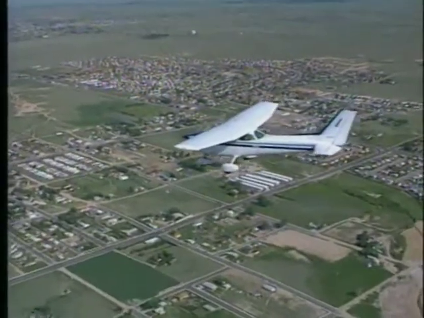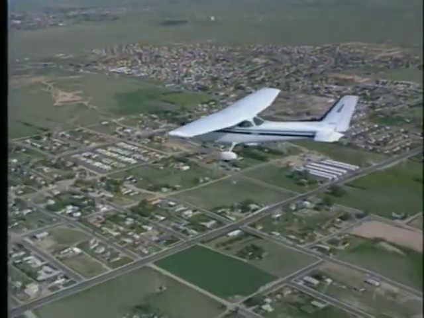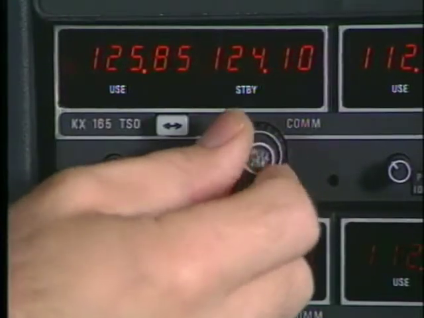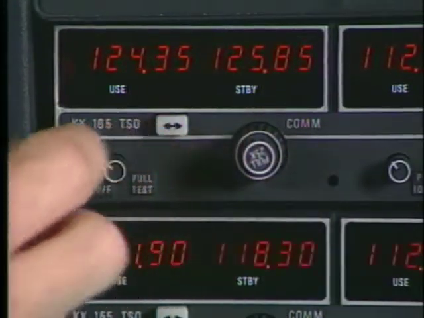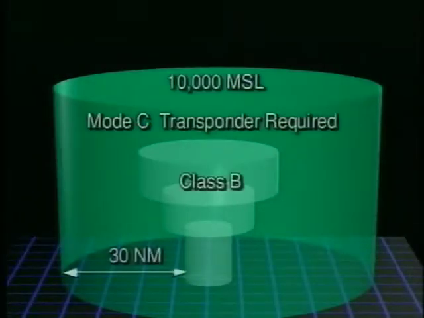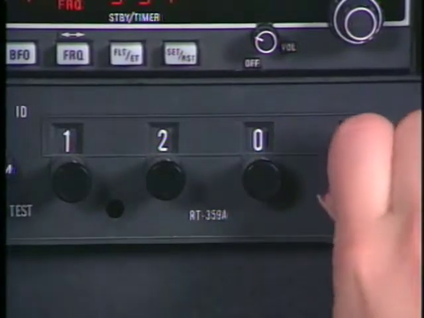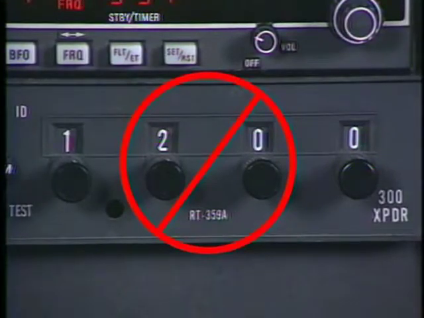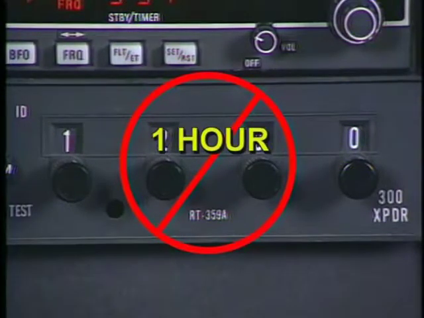Before entering Class B airspace, you must first receive clearance. Therefore, your aircraft must be equipped with a two-way radio capable of communicating with ATC. In addition, your aircraft must have a transponder with Mode C to operate within 30 nautical miles of the primary airport. This requirement extends from the surface up to 10,000 feet MSL. However, if your aircraft's transponder is inoperable, you may request a deviation from air traffic control. This request must be made at least 1 hour prior to the time you would like to enter their airspace.